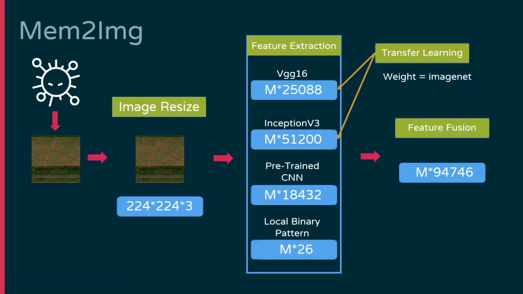The next step is feature extraction. We use VGG16, Inception v3, and one pre-trained CNN network, and the output size is shown in the block. Additionally, we also add the local binary pattern as a feature. The weight in VGG16 and Inception v3 we use is ImageNet, and the weight of the CNN is trained on 30-class malware family.